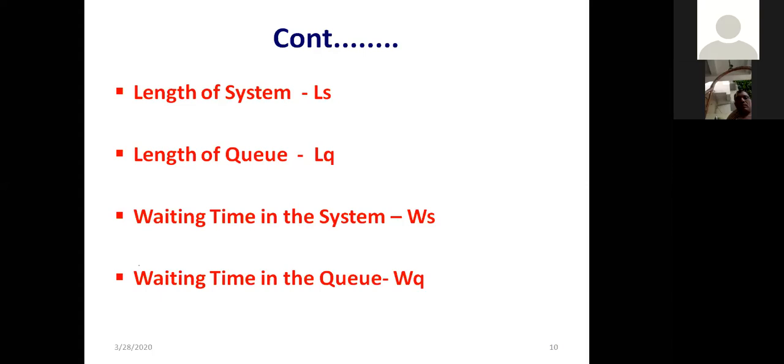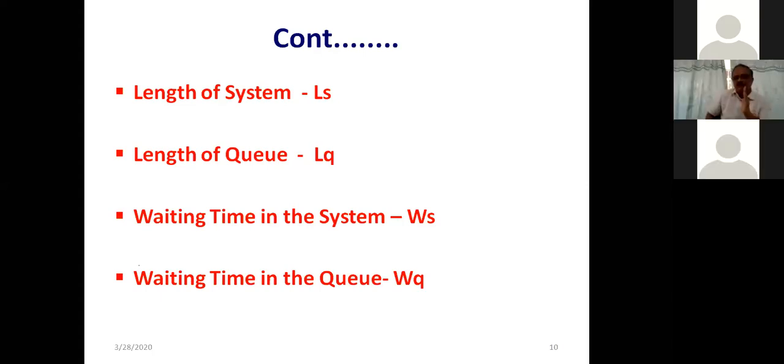So broadly, we can say that length of system is length of queue, that means the number of customers in the queue, plus the number of customers who are getting service. But if you consider length of queue, it is only related to the total number of customers in the queue who are waiting for the service. They are not actually getting the service, but they are waiting for the service. It is called length of queue.